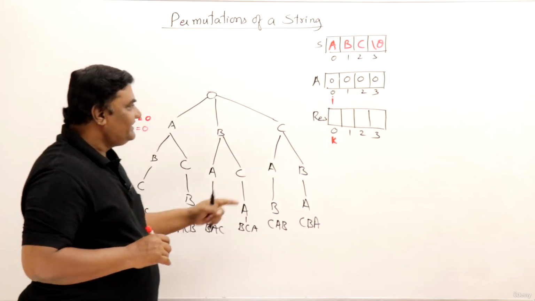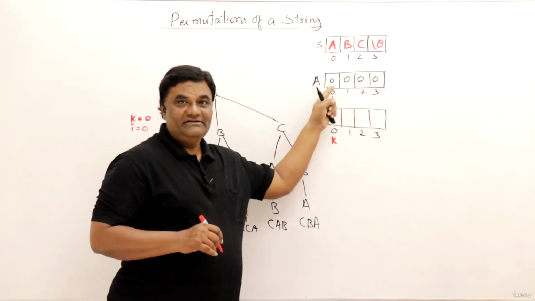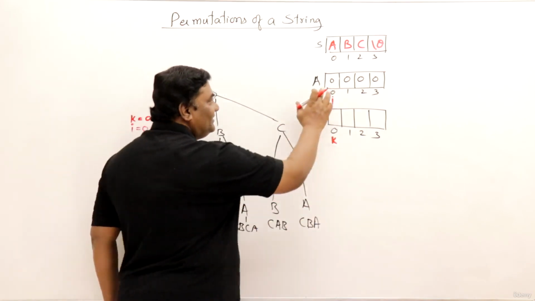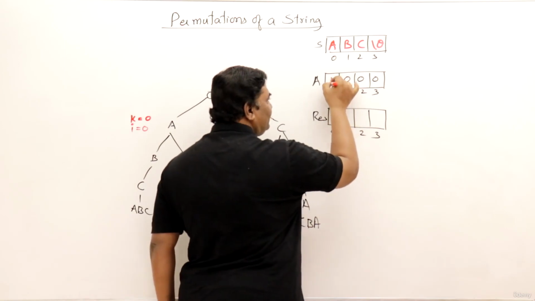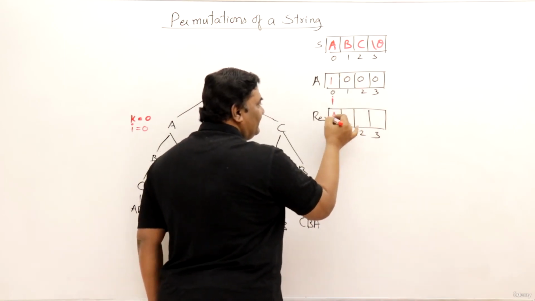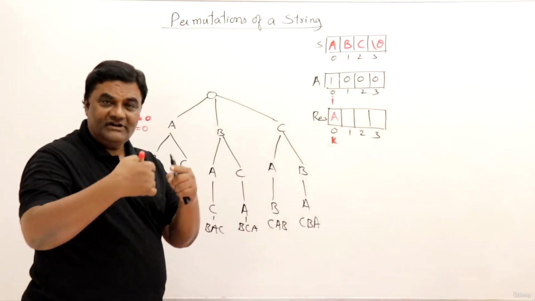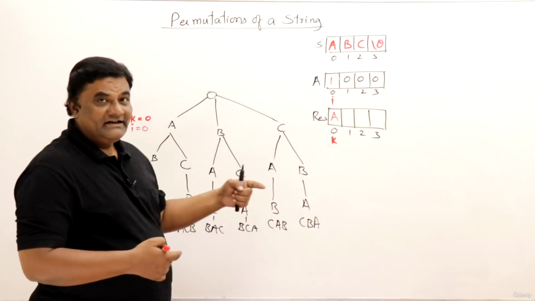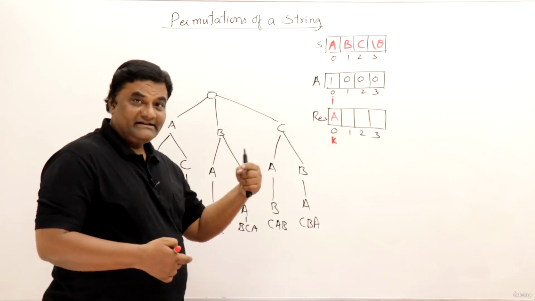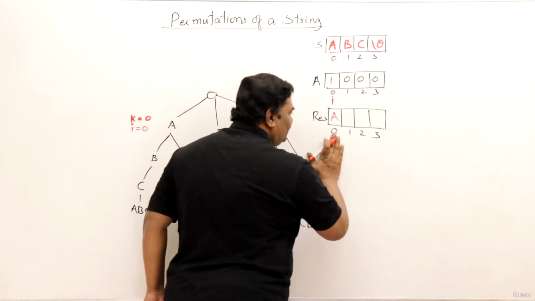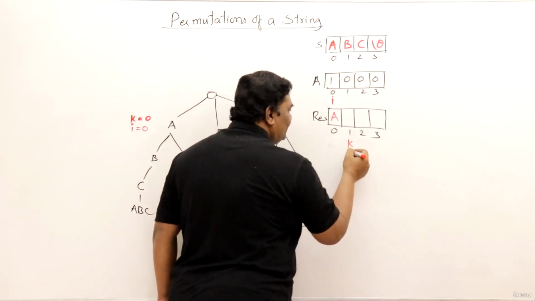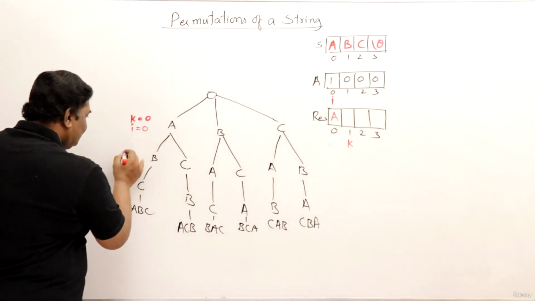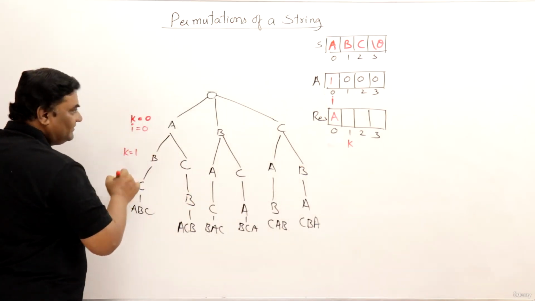Now, in the first call, we will check whether this a of I is 0 or not. Yes, it is 0. So we'll make this 1, right? And write A here and call itself again recursively. So when it is calling again, it will call for the next level. So k should be on the next location. So at this level, k is at 1.